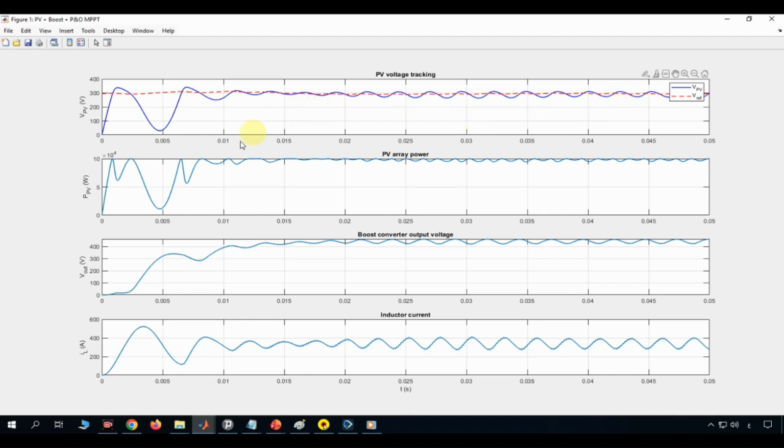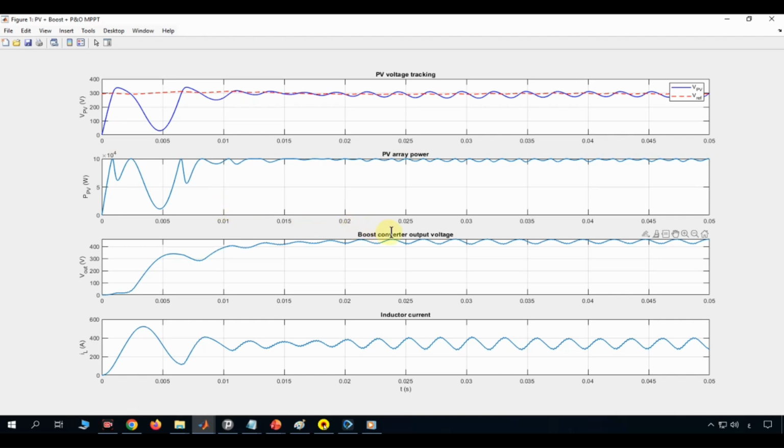PV array power. This mirrors the voltage plot's transient. Power spikes early, during the overshoot, since P equals V multiplied by I and both V and the operating point are swinging wildly. It dips, and then settles into a steady oscillation around roughly 1 times 10 to the power of 5 W, consistent with the approximately 100,084 watt theoretical MPP found in Figure 2.